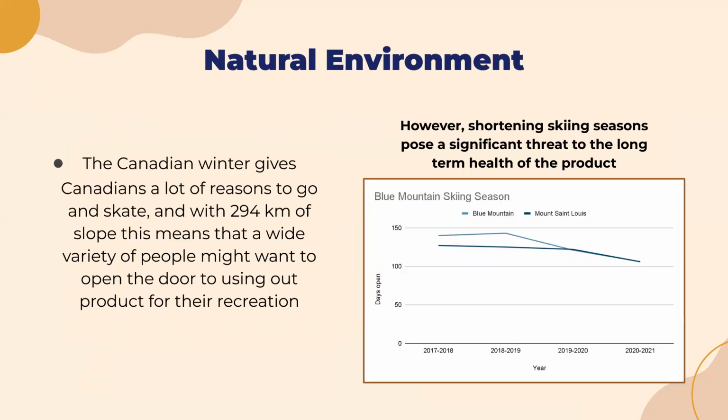The Canadian winter gives Canadians a lot of reason to go outside and skate and ski. And with 294 kilometers of slope, that means that there are a wide variety of people who might be open to using our product. However, a shortening skiing season may pose a significant long-term threat to the product.